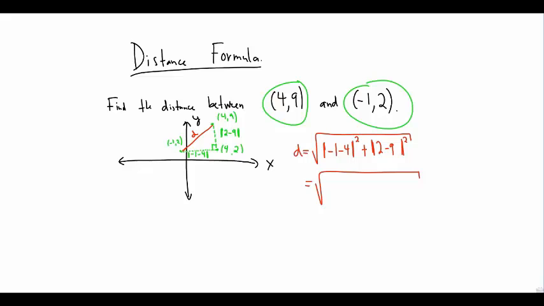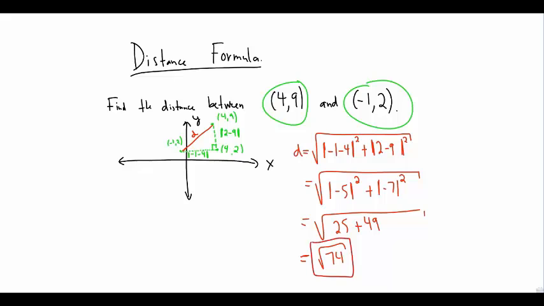Let's evaluate this. This is the absolute value of -5 squared. This is the absolute value of -7 squared. So we get 25 plus 49 as the radicand. This is the square root of 74. And of course, we would want to simplify our radical as much as possible in the end. 74 has no perfect square factors. So this is the distance: the square root of 74 units.